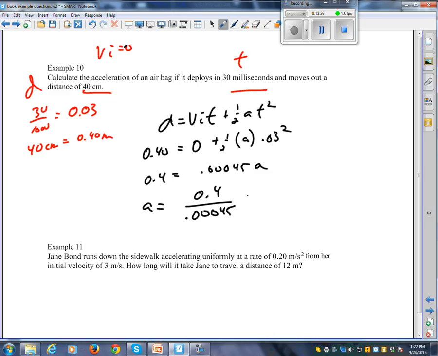Really big or really small number? You're dividing by a really small number, so it's going to be really, really big, right? And the acceleration of an airbag has to be really big so that it can get to you in time. I get 888.9 meters per second squared. That thing is moving fast when it hits you.